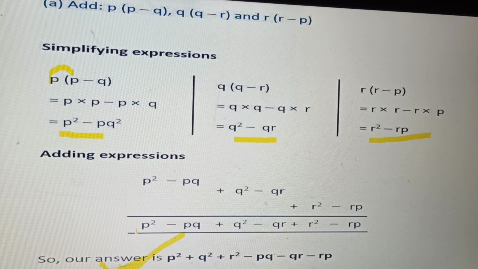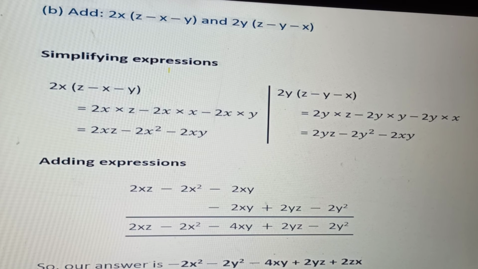Next go to simplifying expressions. Here also it is adding. Just add the expressions like this and you get this. Just put the polynomial like terms added together and you will get this.